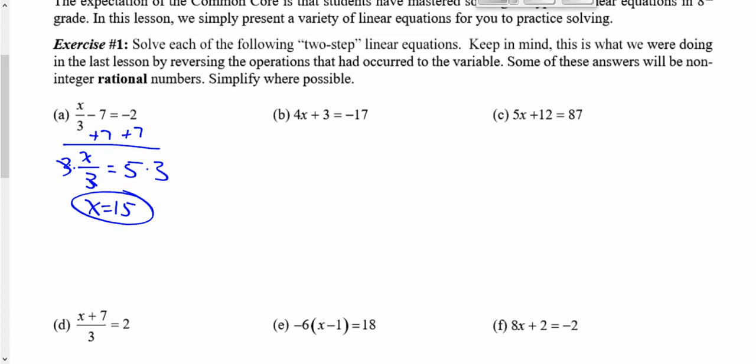So what are you going to do first to solve this one in B? Okay? And then after you subtract 3, what are you going to do? Well, we want to undo multiplying by what? What undoes multiplying by 4? Right? All right, so everyone, go through, try B, let's see what we got.